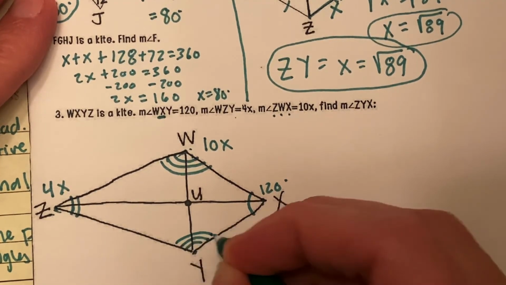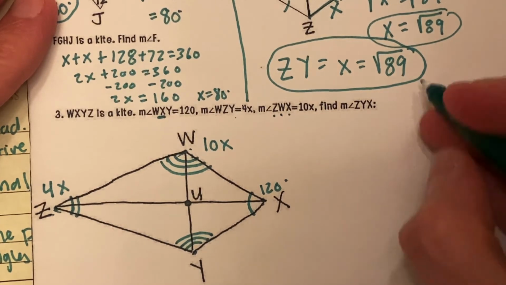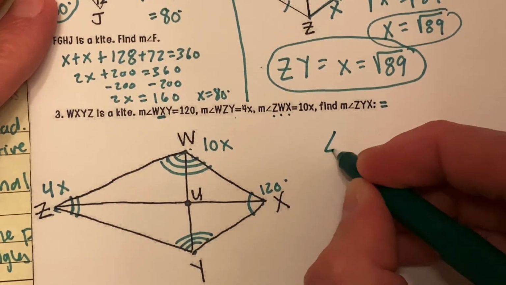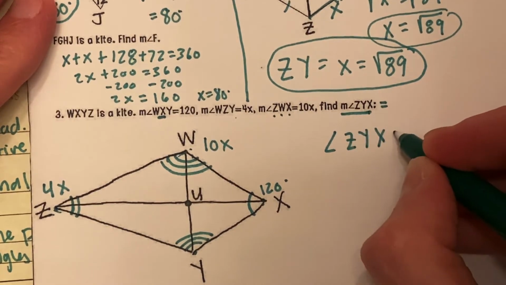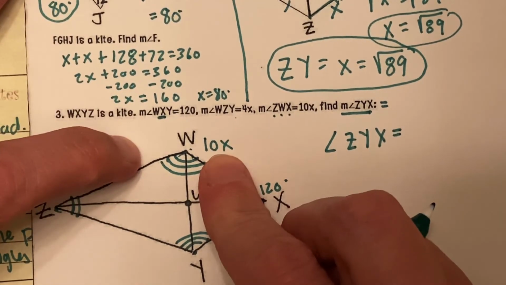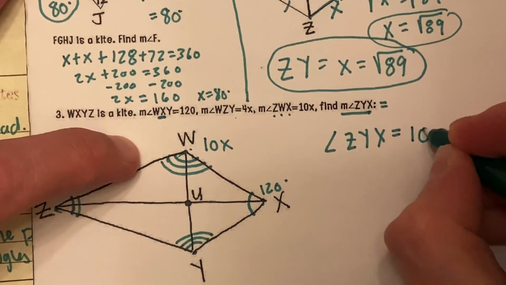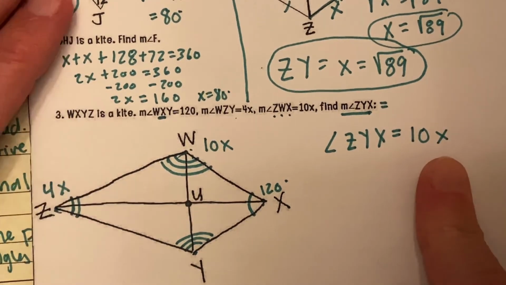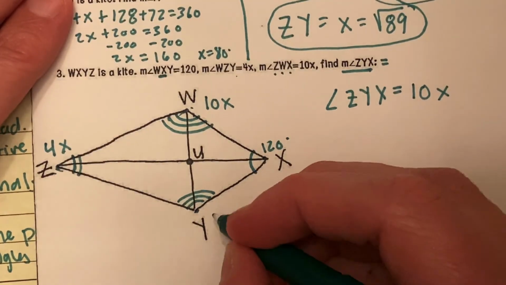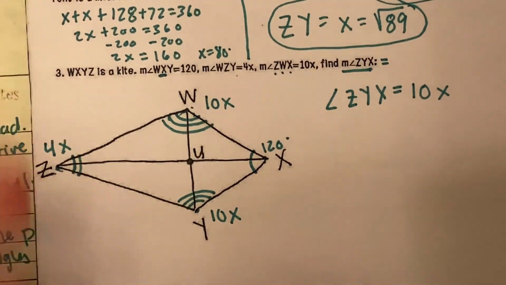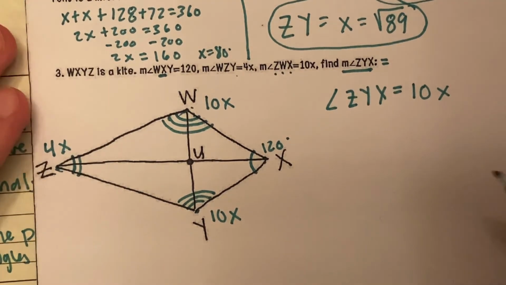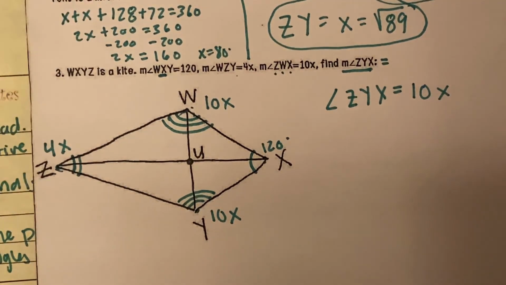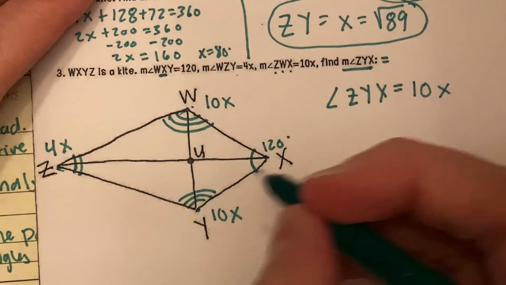So I'm going to mark the 3 things. And so we already know that angle ZYX, this one right here, has to equal the same thing as this one. So 10x. We will come back to this. Okay, so we know that this is 10x. Now what do we know about quadrilaterals in general when it comes to their angles? They add up to, if you said 360 degrees, you are right.